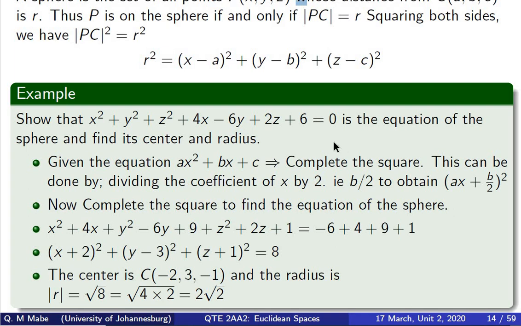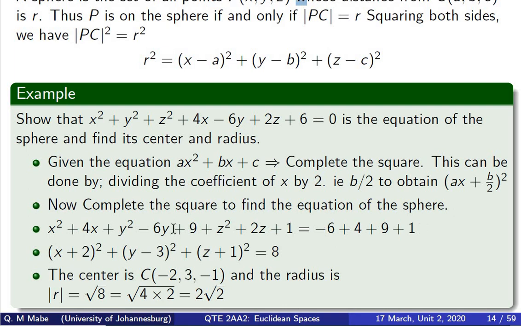What we do on the left hand side, we do on the right hand side, so we get 9 on the right hand side. And then we have another variable, z squared plus 2z. 2z divided by 2 is 1. So we add 1 on the left hand side and we should add 1 on the right hand side.